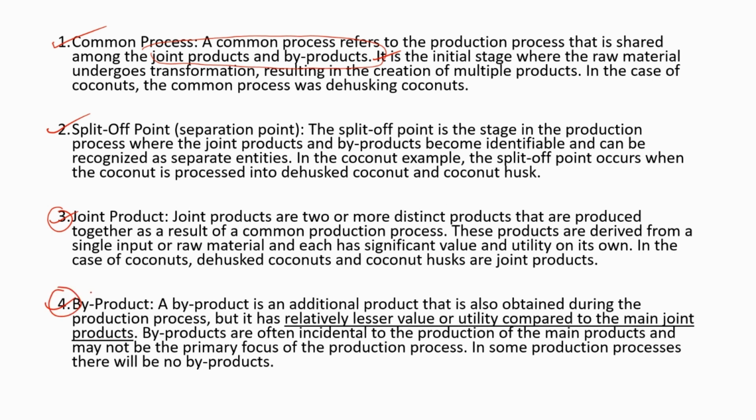The fourth term, byproduct. A byproduct is an additional product that is also obtained during the production process. This means the same common process is going to produce byproducts, but they have relatively lesser value or utility compared to the main joint products. As we discussed earlier, joint products have significant value and utility, but compared to byproducts, byproducts have only a lesser value or utility. This is the main difference between joint products and byproducts. Joint products have significant value and utility, whereas byproducts have only lesser value or utility.